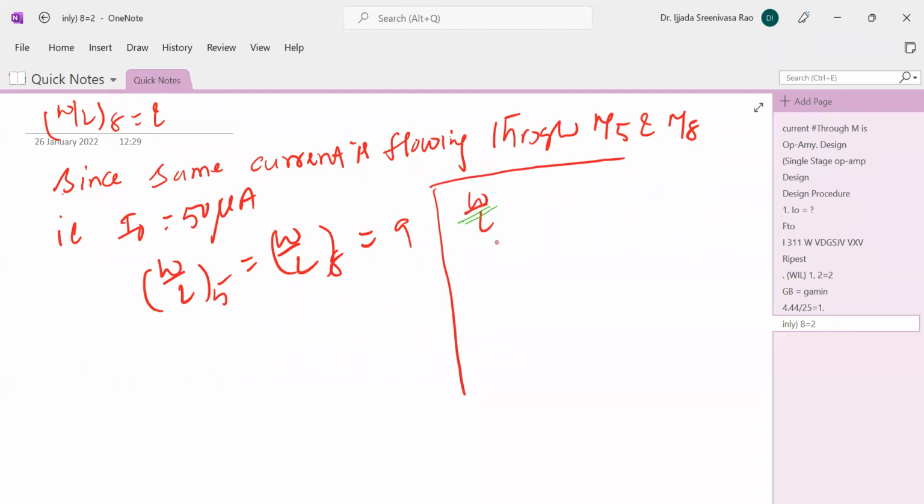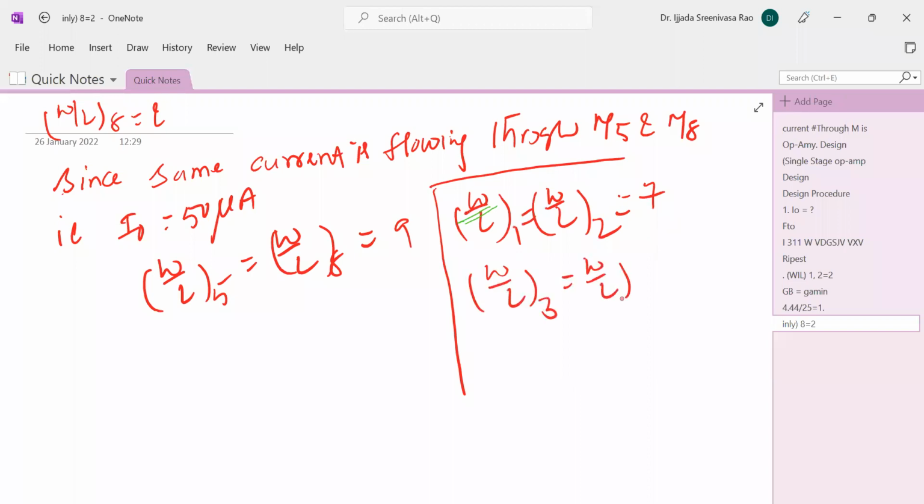W by L of 1 is equal to W by L of 2, which is 7. W by L of 3 is equal to W by L of 4, which is 84. Next, W by L of 5 is equal to W by L of 8, which is equal to 9. So all the things you know now.